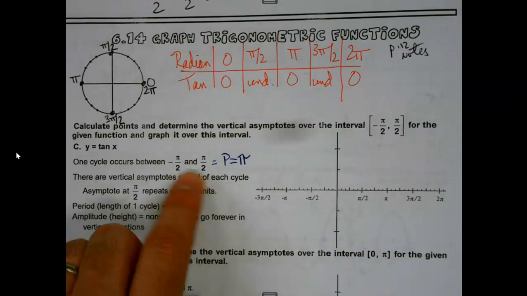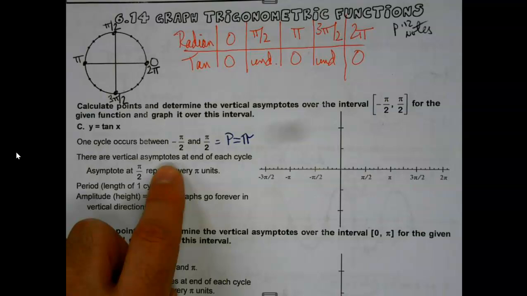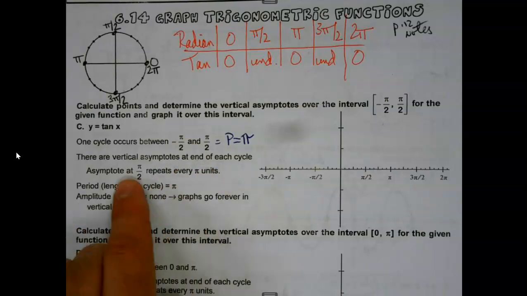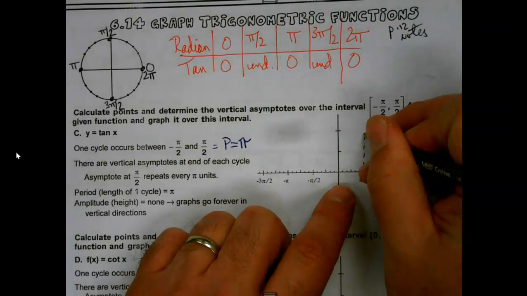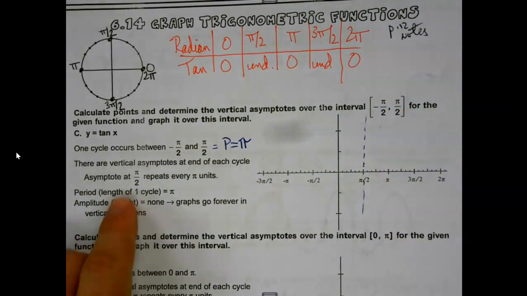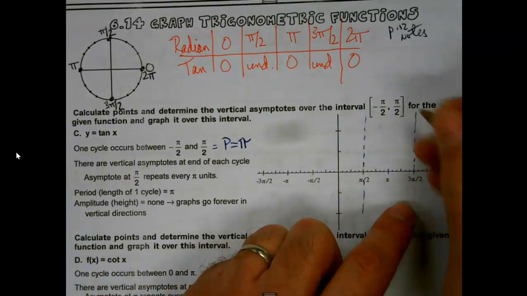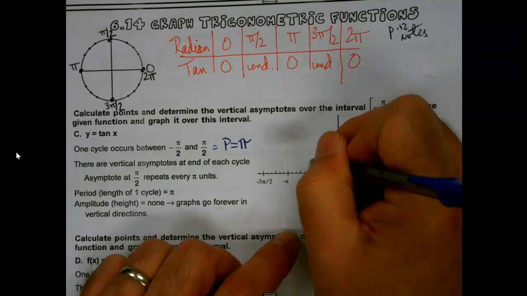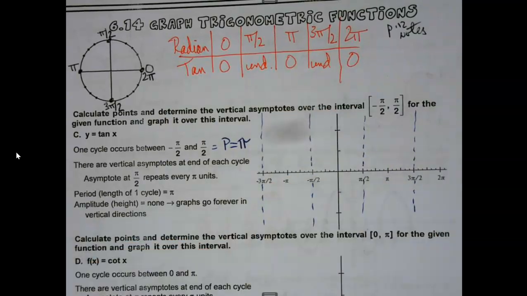But knowing that one cycle normally happens between these two is important to know because you're about to see something kind of weird. There's vertical asymptotes at the end of each cycle. Asymptotes at pi over 2 repeats every pi units. Okay, what does that mean? So if there's an asymptote at pi over 2, and it repeats every pi units, that'd be 2 pi over 2. So basically, every other one of our markers is going to be an asymptote.